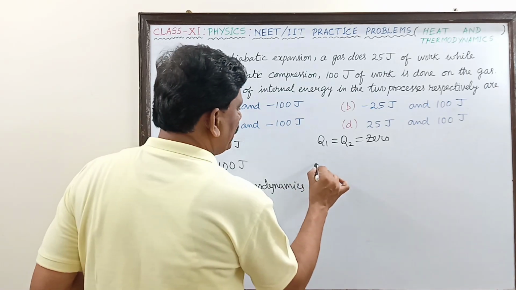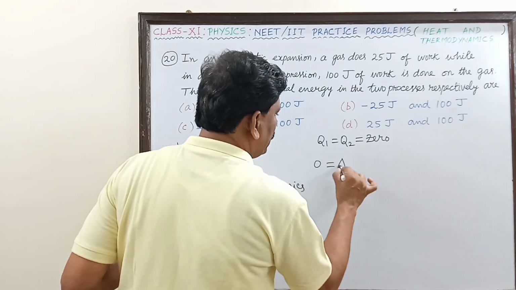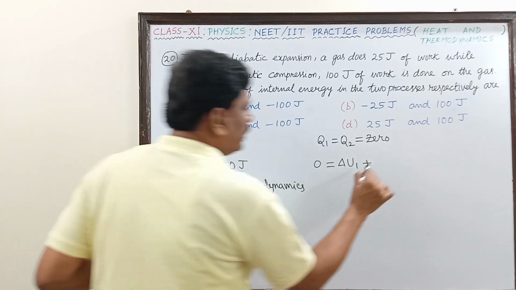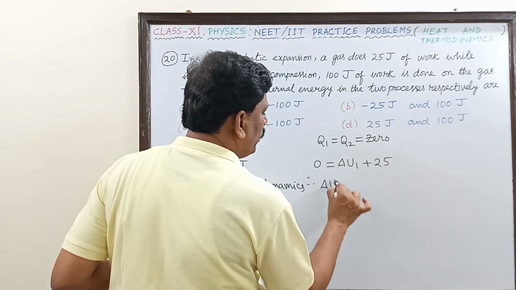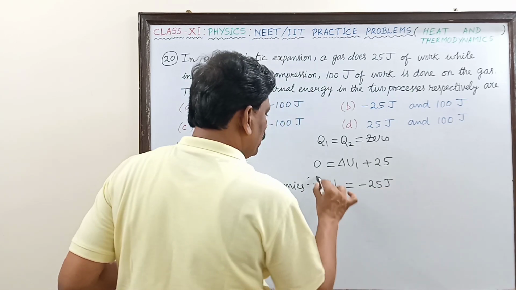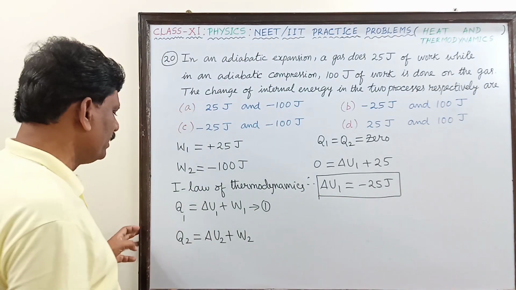So 0 is equal to delta U1 plus W1, plus 25. Okay. Therefore, delta U1 is equal to minus 25 joule. The change in internal energy in the first process is minus 25.